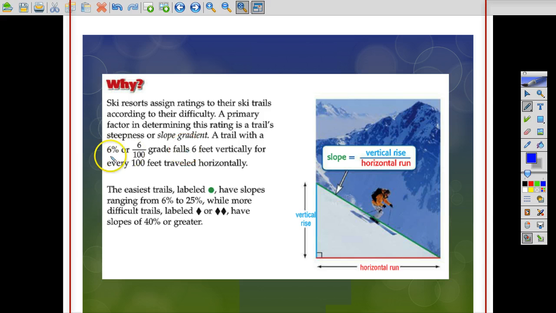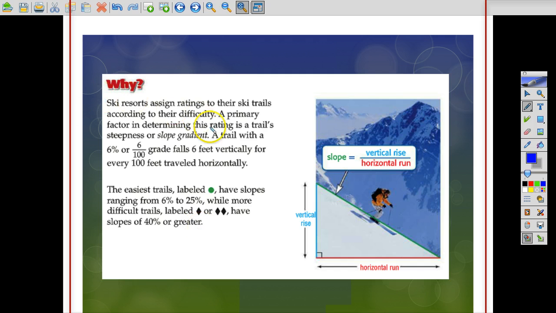A trail with a 6% or 6 over 100 grade falls 6 feet vertically for every 100 feet traveled horizontally. The easiest trails, labeled with green dots, have slopes ranging from 6% to 25%, while more difficult trails, labeled diamond or double diamond, have slopes of 40% or greater.